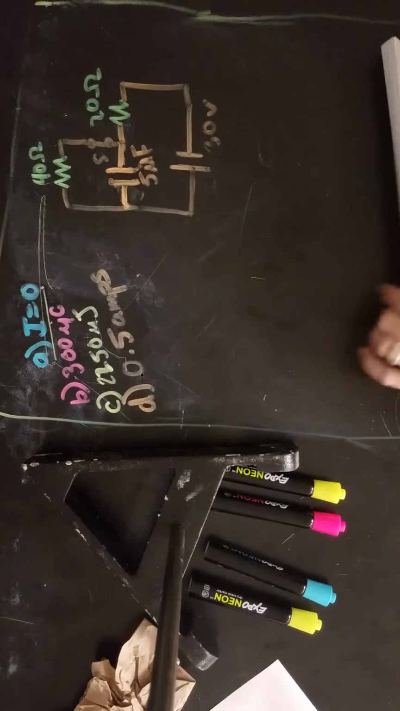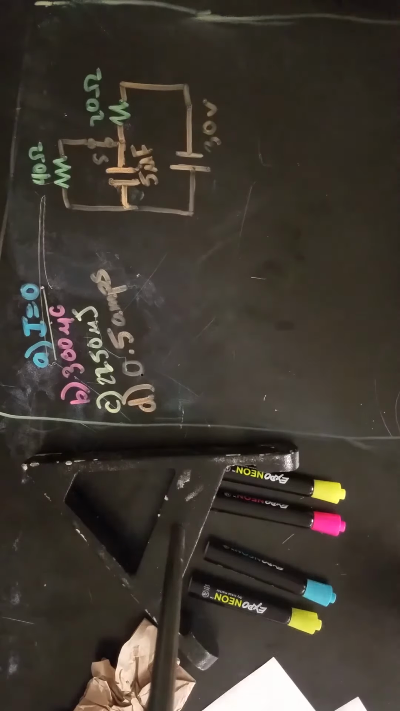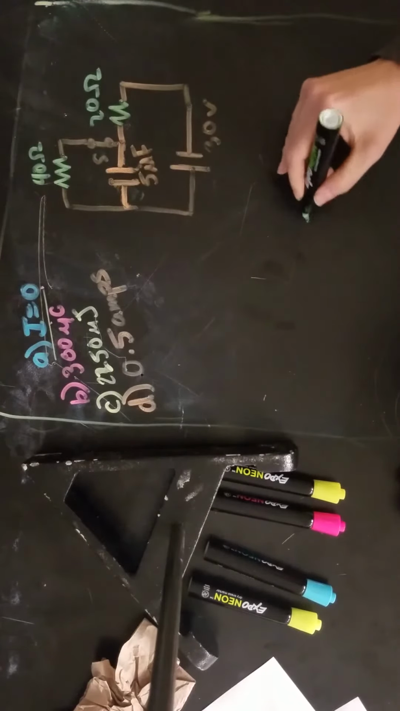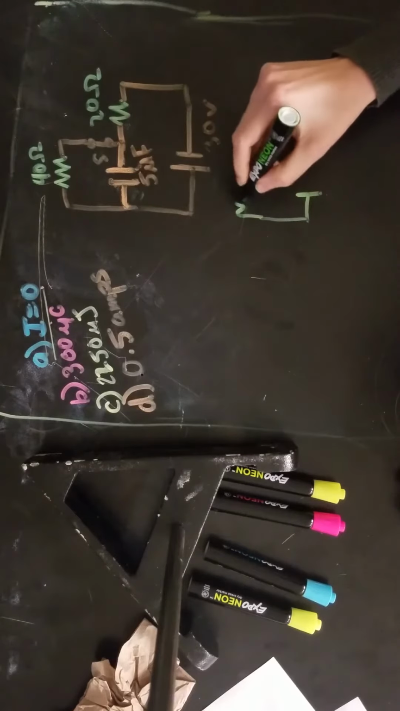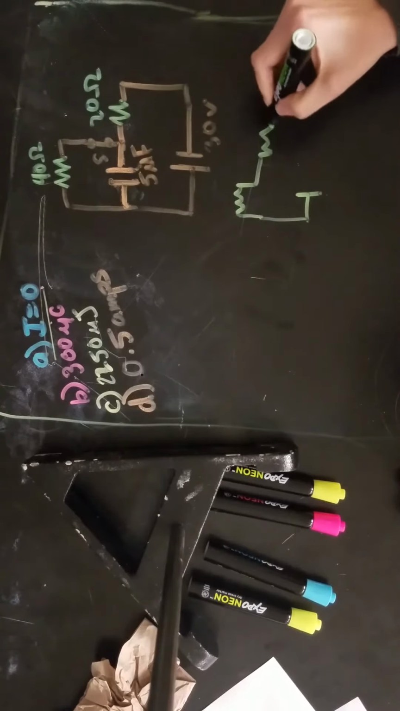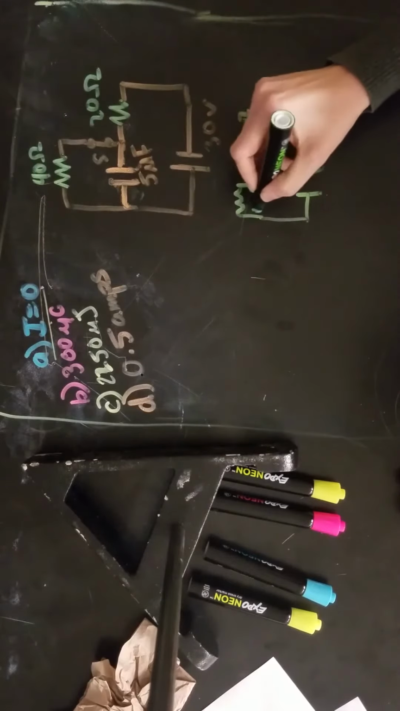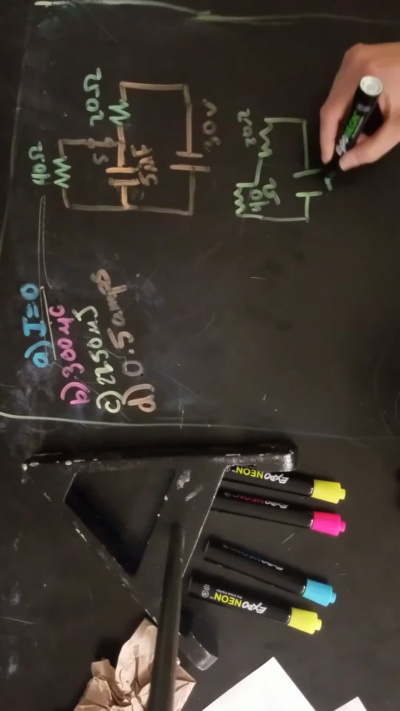Now, you've got this different situation going on. First, and this is going to help with parts E and F, I want to do one thing. I'm going to redraw this as your simple circuit. So this is 20 ohms, and this is 40 ohms. Now, and this is 30 volts.